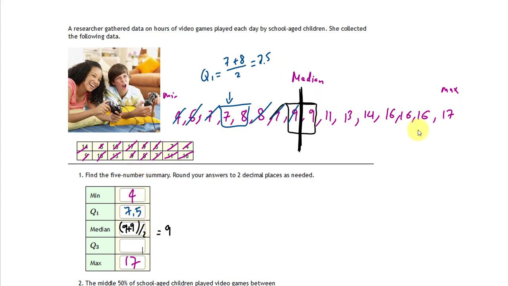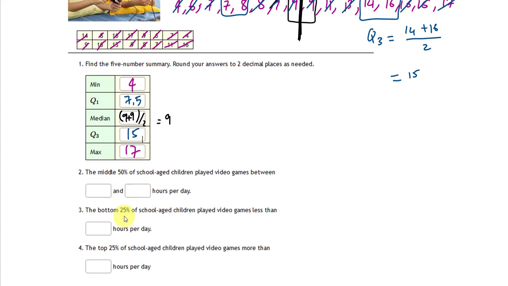And then again from here you're going to find Q3. Q3 is the median of the upper half, so I cancel that, and then I end up with 2 middle values. So my Q3 is going to be 14 plus 16 divided by 2. This is 30 divided by 2. That is going to be 15. So that is 15. So let's check the answer.